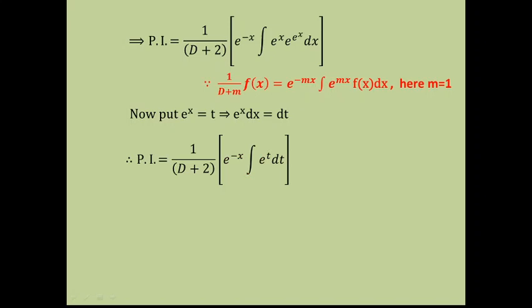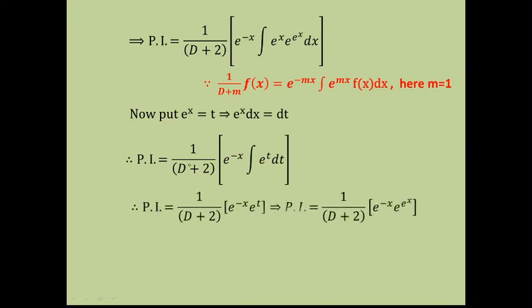So it gives us all remaining terms as they are: 1 upon d plus 2, then e raised to power minus x as it is, integration of. Now e raised to x dx is nothing but dt, and e raised to x is t. So what we have is e raised to t. It's simply the integration of e power t with respect to t, and its integration is e power t. Now the integration is done, so replace the value of t, that is e raised to x.